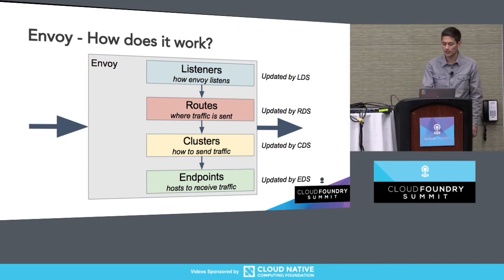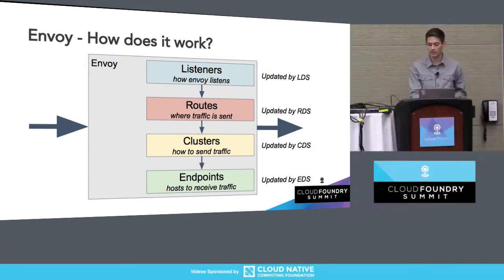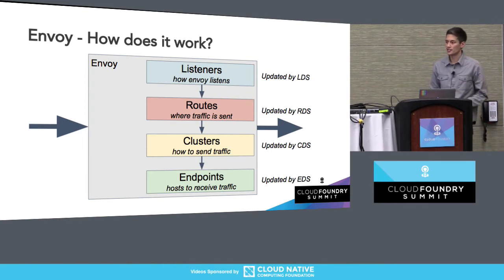So Envoy, how does it work? To put it simply, Envoy sits on the data path and takes in connections and tells them where to go. If we break this configuration model down a little, Envoy consists of a few pieces. The first is listeners. Listeners tell Envoy how it listens. These are things such as, which port am I bound to? Which protocol should I be using? Listeners are updated by the listener discovery service, the LDS.